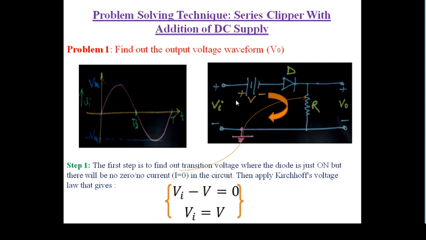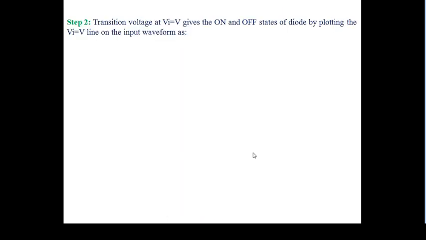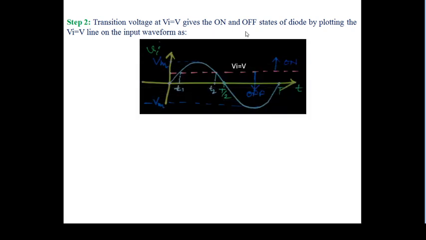For the first case you just apply KVL where there is no current in the circuitry. So Vi minus V equals 0. In the next step, the transition voltage Vi equals V gives the on and off state of a diode by plotting the Vi equals V line on the input waveform, which I already discussed.